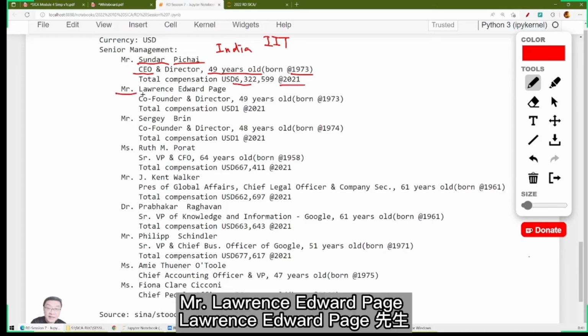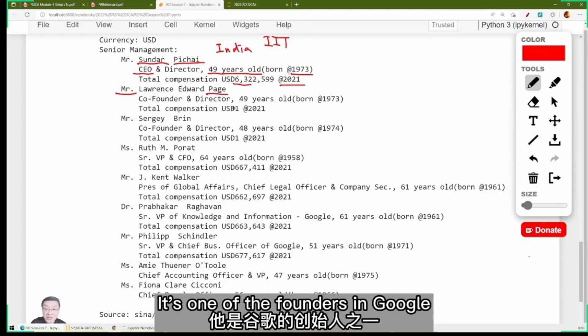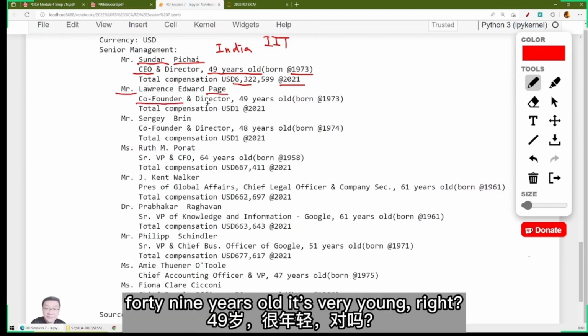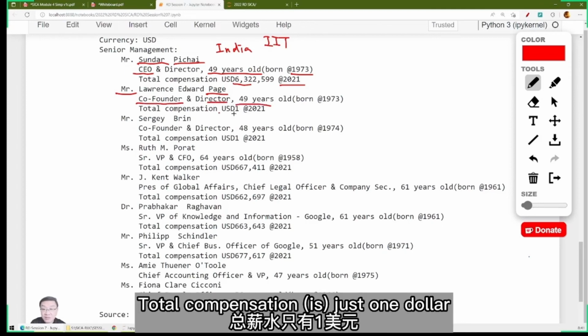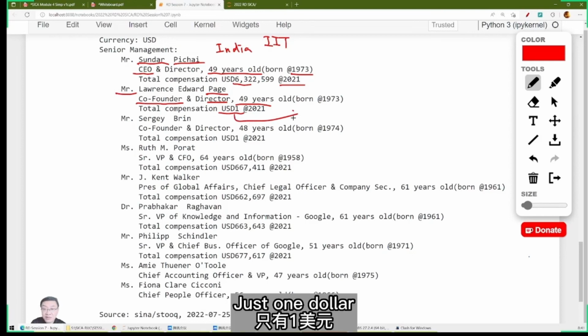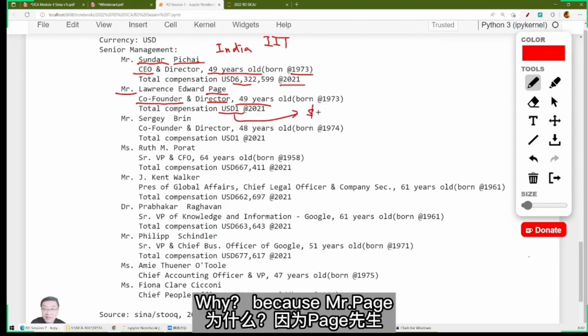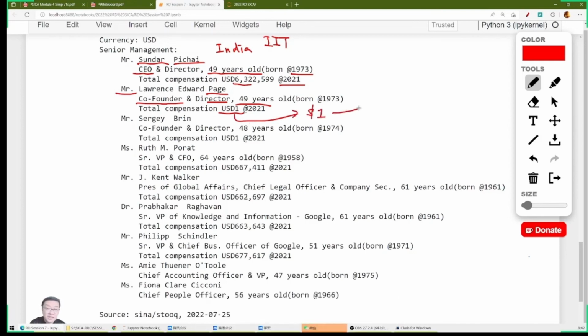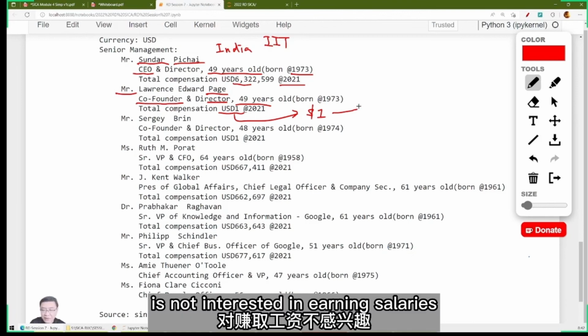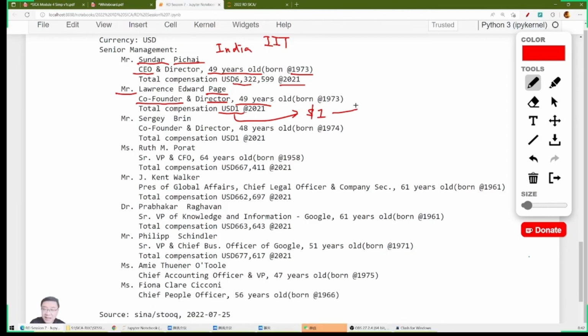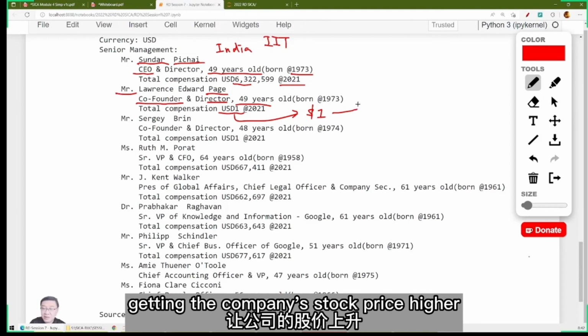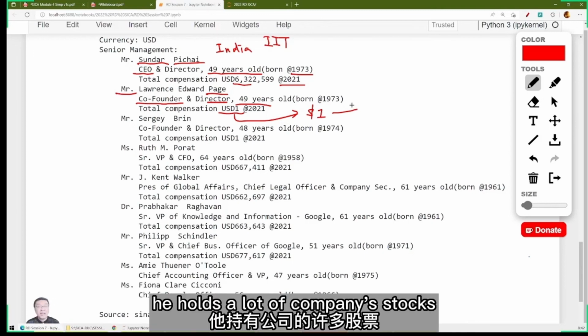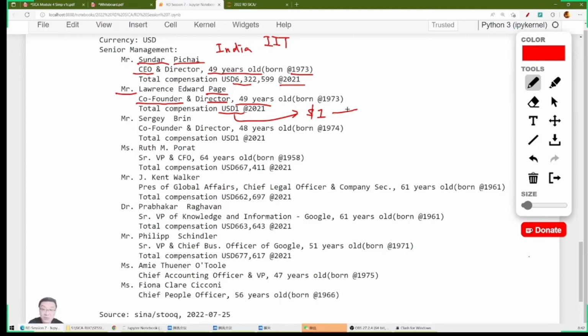Second guy, Mr. Lawrence Edward Page, is one of the founders in Google, right? Co-founder and director, 49 years old. It's very young, right? Total compensation is just $1. Pretty interesting, right? Just $1. Why? Because Mr. Page is not interested in earning salaries. He's interested in getting the company's stock price higher because he holds a lot of companies' stocks. He's one of the founders in Google.